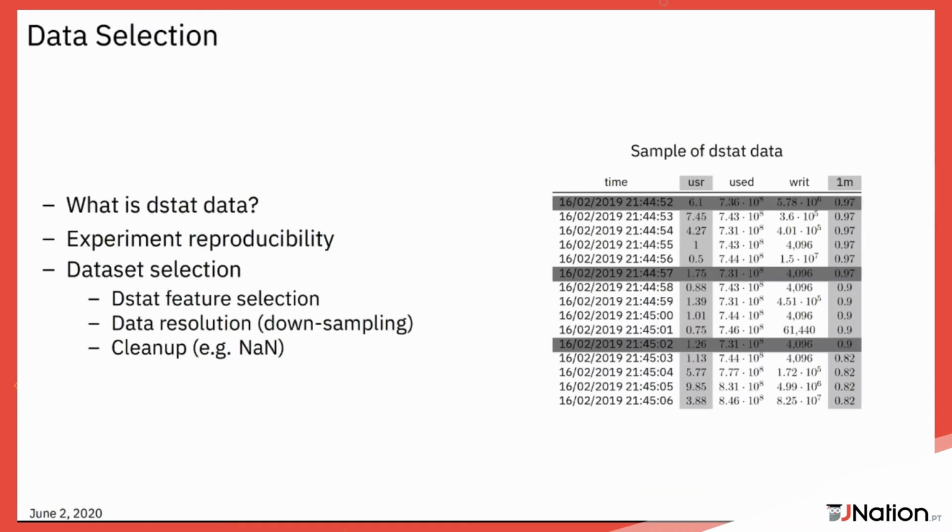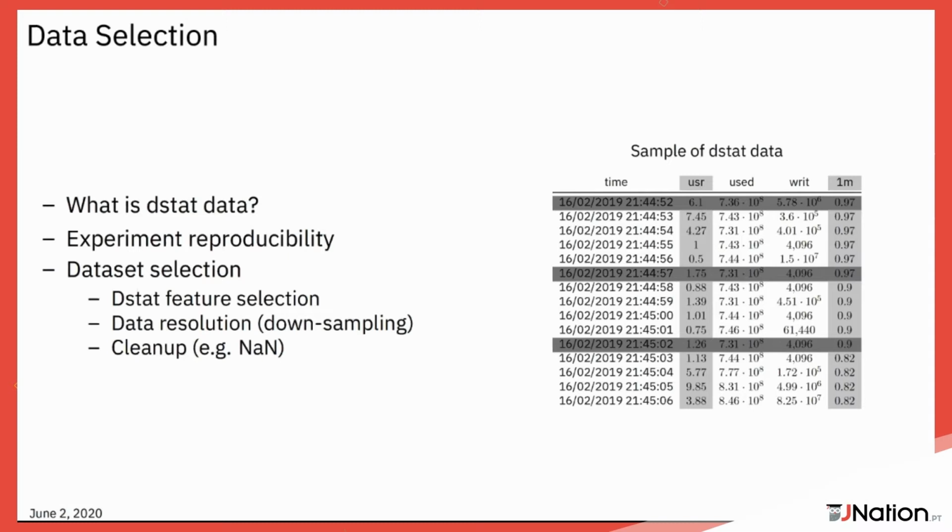Just to give a better understanding of what's going on, here is an example of what the DIStat data looks like. So this is a very small table on the right side. The DIStat data, in fact, will be much larger, but you can get an idea of what is going on from here. So the columns are the different features or the different metrics from the operating system.